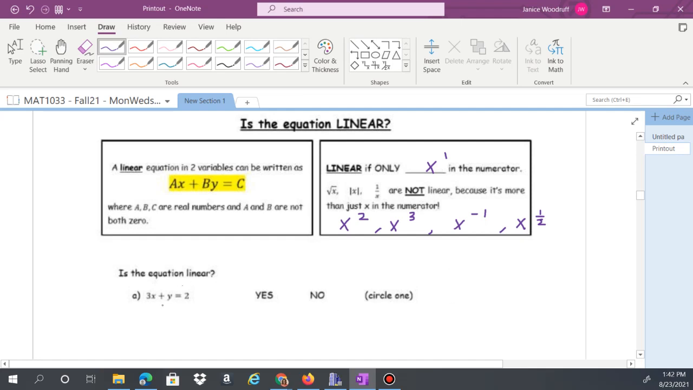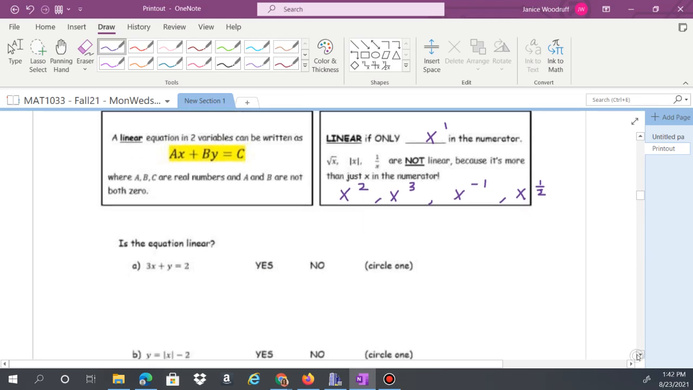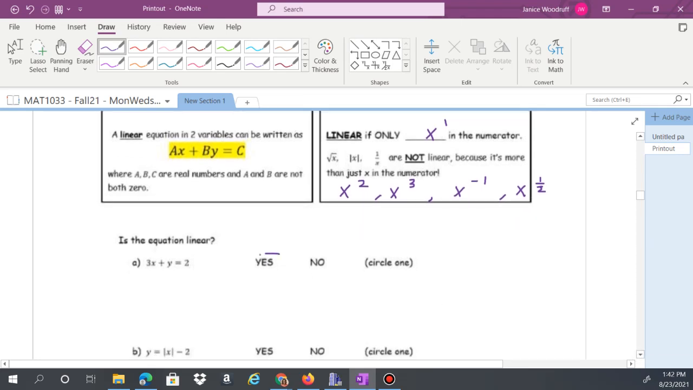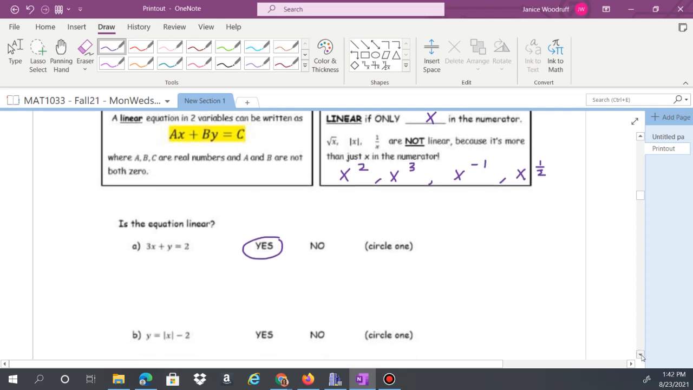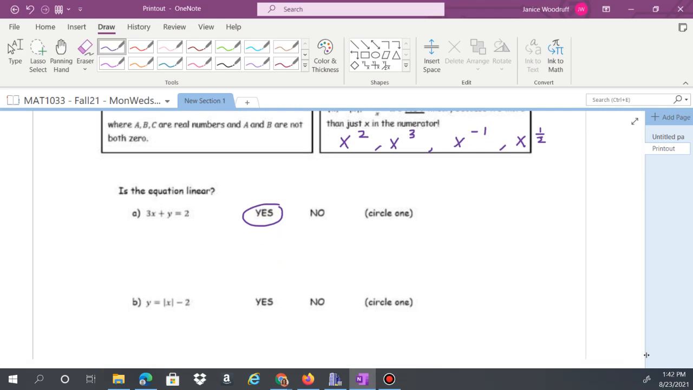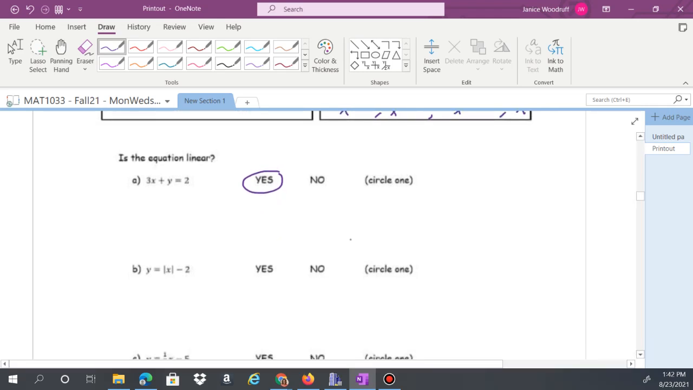So is the equation 3x plus y equals 2 linear? Yes, it is linear. Okay, it's just an x to the first by itself. No fractions, no weird exponents. No absolute value. B, absolute value of x minus 2, is that linear? No. So this equation is going to look something like this, which we'll get to graphing in a little bit. This one is going to look like this. So absolute value looks like a V. And that's why it's not linear, because it's not one line, it's two lines.